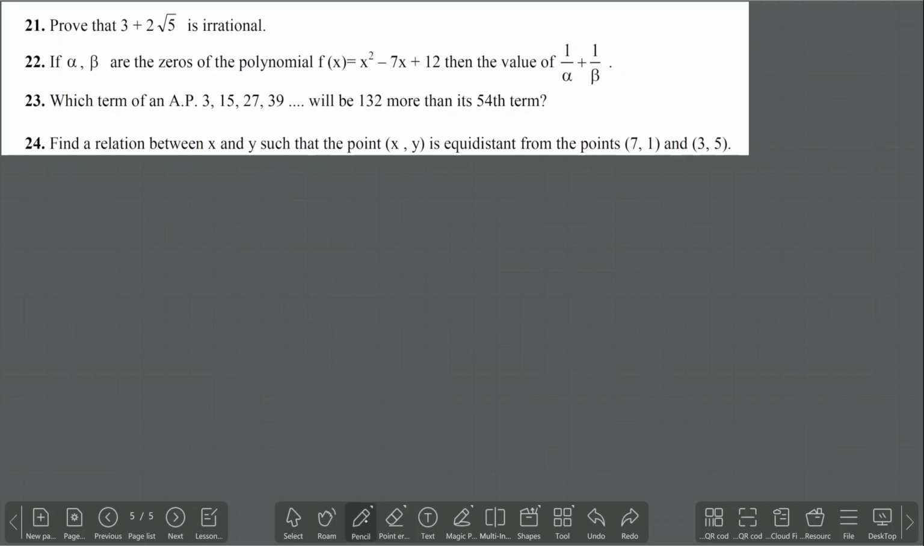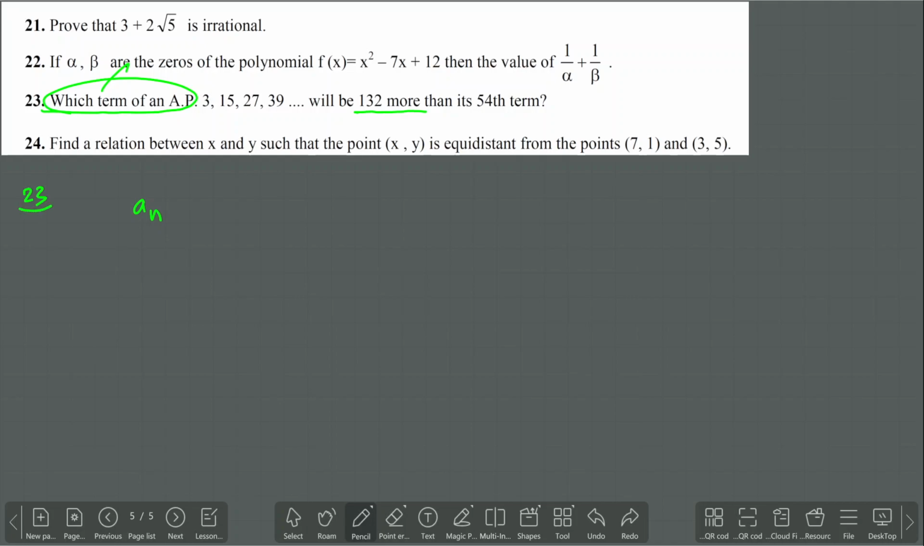Which term of AP? Then see, which term in the sense, what do we have to find? n. What formula we have to use? AN. Term word is coming now, so we have to use the AN formula. Which term in the sense, n only we have to find. Okay. Which term of the AP will be 132 more? You just write AN because we don't know what the term is.